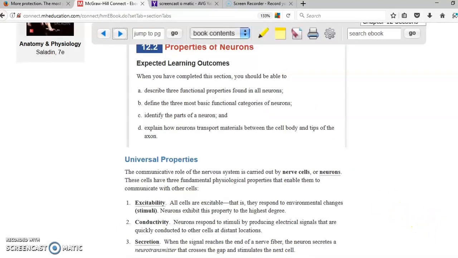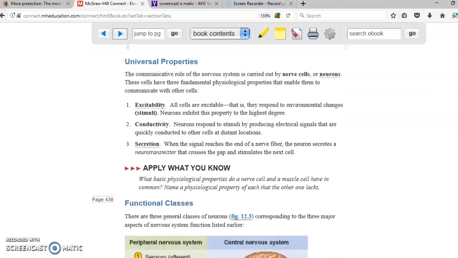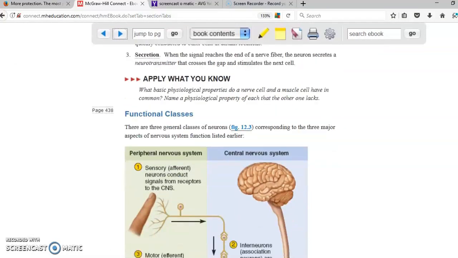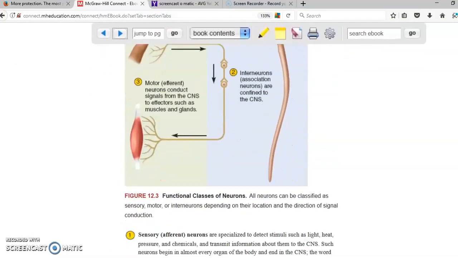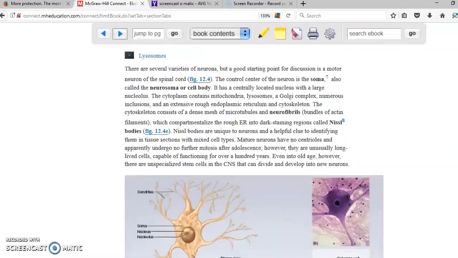Okay, let's keep going. The next topic is going to be properties of neurons. The neurons are the cells that you find in your nervous systems. So what's the characteristic that a neuron has? Excitability, conductivity, and secretion. So then we said we have peripheral nervous system and central nervous system. We already talked about that. So let's take a look at the neuron.